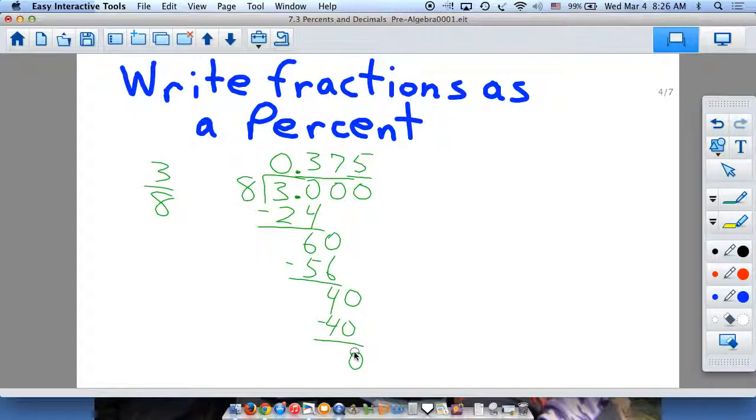So we get a decimal of 375 thousandths. Now, just as we did in the previous couple pages, we have to change our decimal to a percent. So we move it 2 places to the right, and that gives us 37 5/10%.